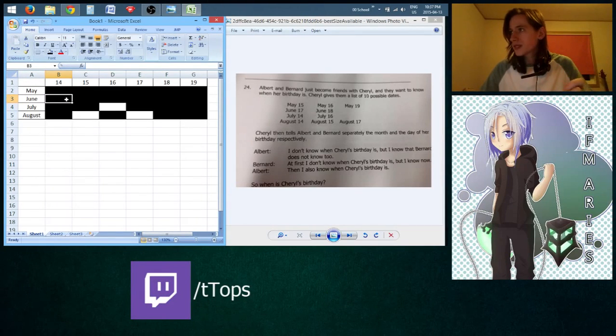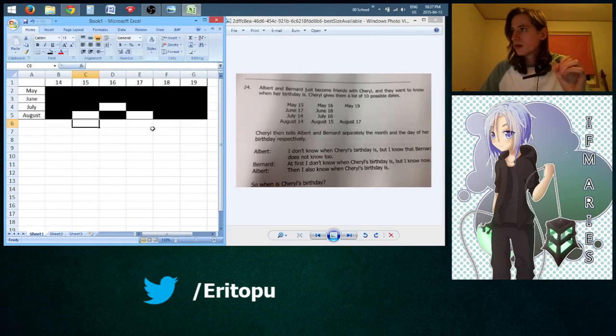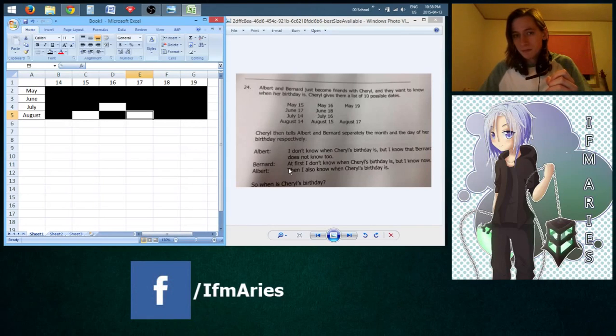Lastly, Albert says, then I also know when Cheryl's birthday is. So he's saying, given this information, he knows when Cheryl's birthday is based on the month. If Cheryl went to Albert and said, my birthday's in August, he would still not know, because he'd be stuck between August 15th and August 17th. But since he says right here, then I also know when Cheryl's birthday is, that means he can determine what Cheryl's birthday is given the month alone, given this information. So that rules out August.